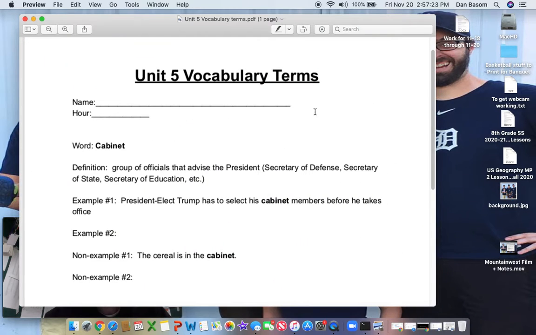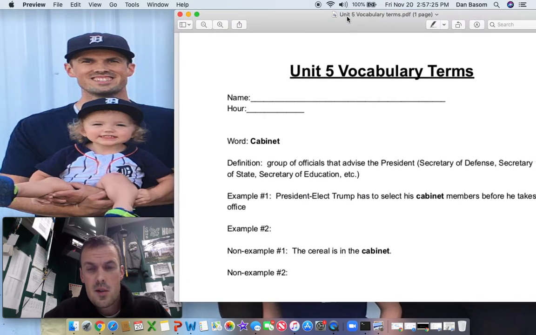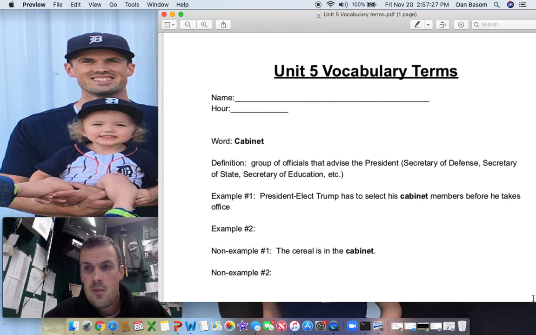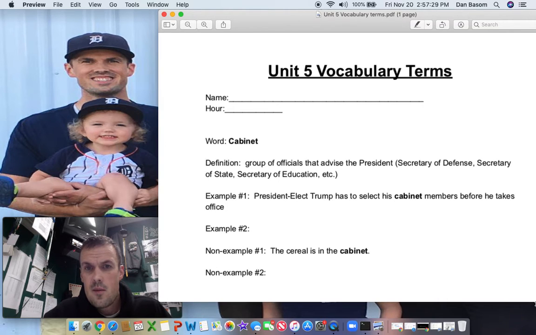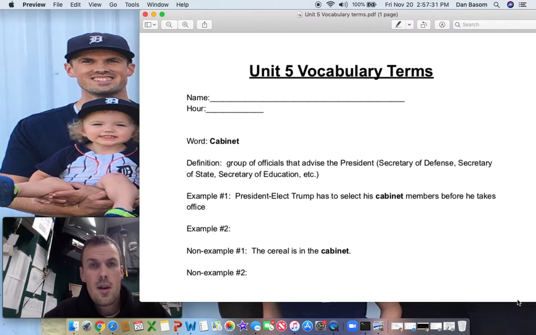So, a couple of vocabulary terms that I really want to make certain that you are familiar with for this unit. One is going to be the word cabinet. Now, obviously, you all have heard the word cabinet before. However, there are a couple different contexts for the word cabinet. The definition for the one that we're going to be using is a group of officials that advise the president. These would be like the Secretary of Defense, the Secretary of State, the Secretary of Education, etc.